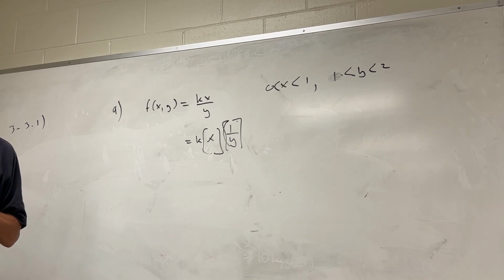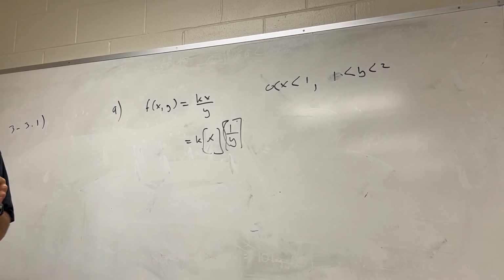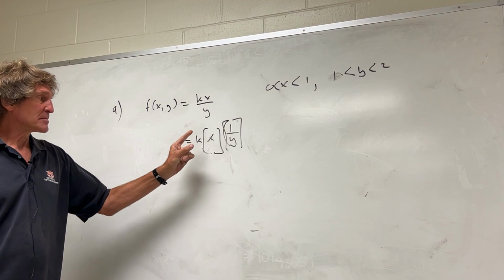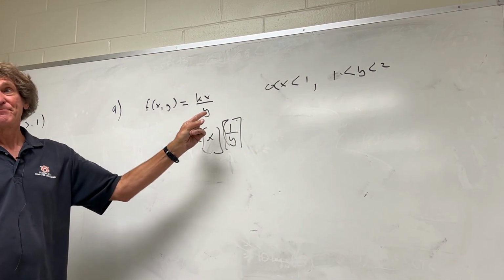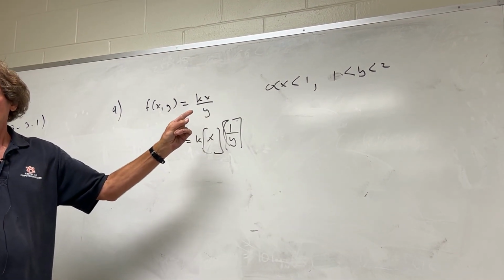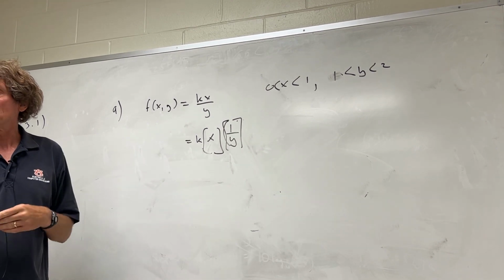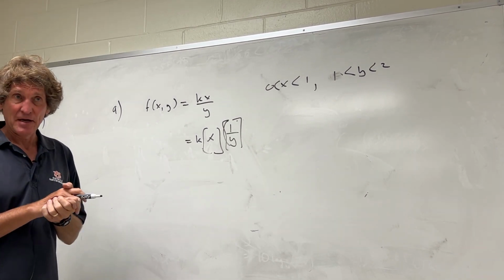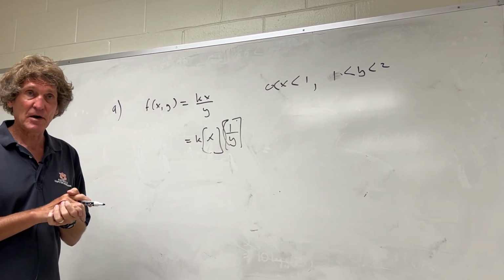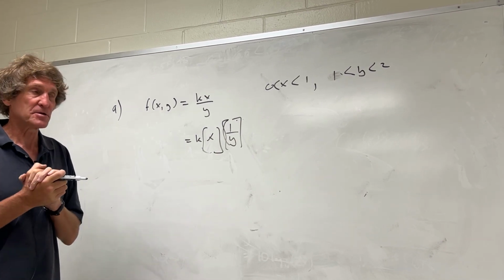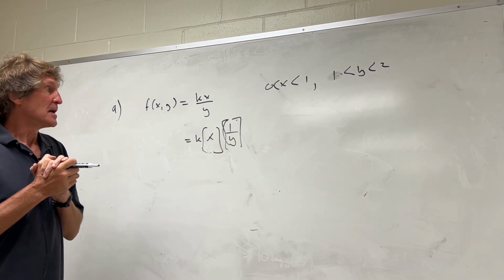Now, if you had something like k times x to the y power, you can't do that. I'm just trying to tell you, unless you can separate it into just a function of x and just a function of y, you can't do it.